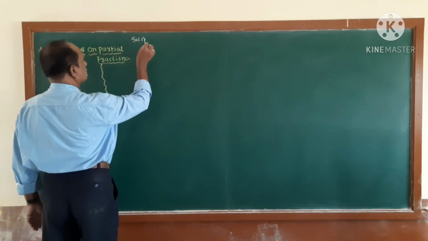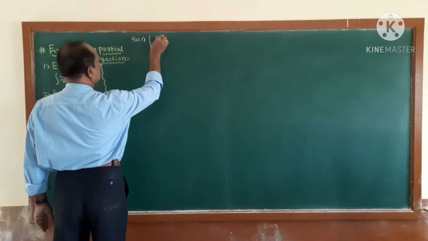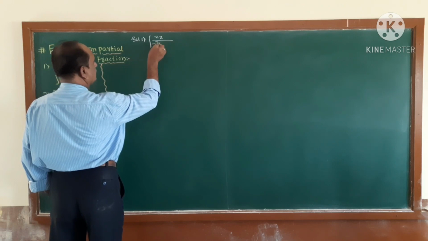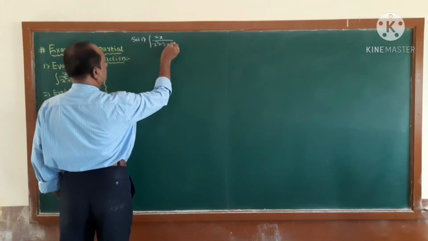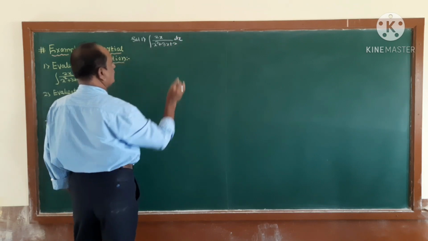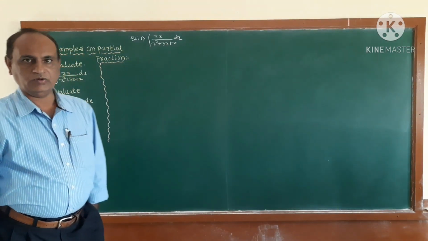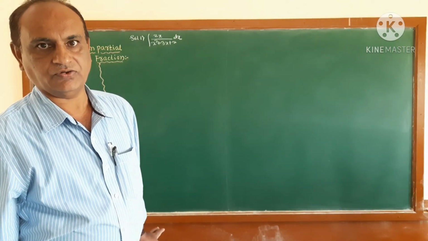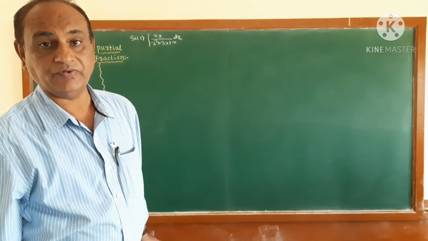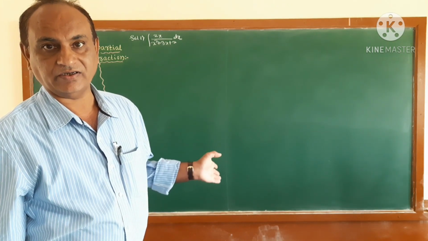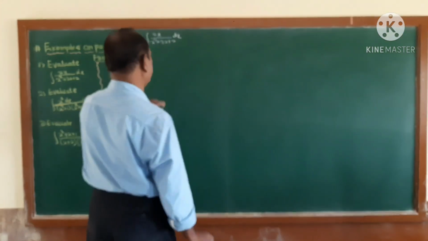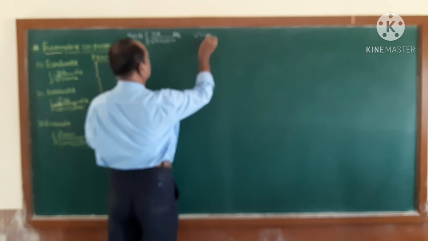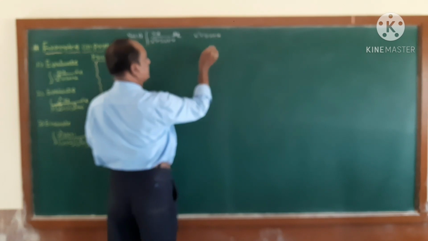Example number 1: integral of 2x divided by x square plus 3x plus 2, dx. Observe the denominator. Has any factorization been given in the denominator? No factorization is given, only the equation x square plus 3x plus 2. So first your duty is to factorize the denominator. To factorize, take x square plus 3x plus 2 and factorize it.